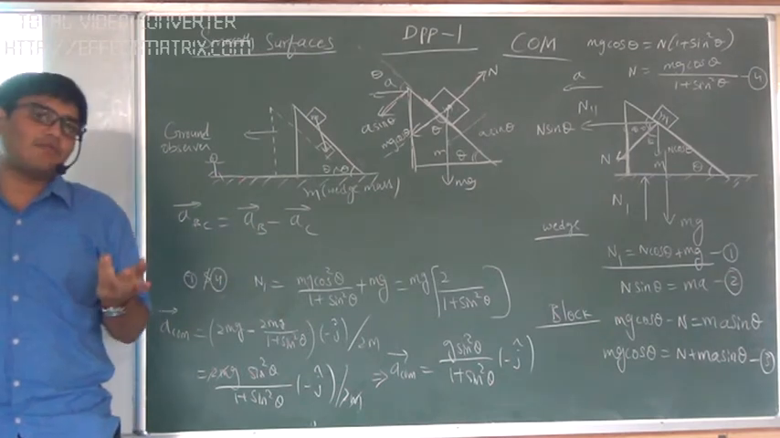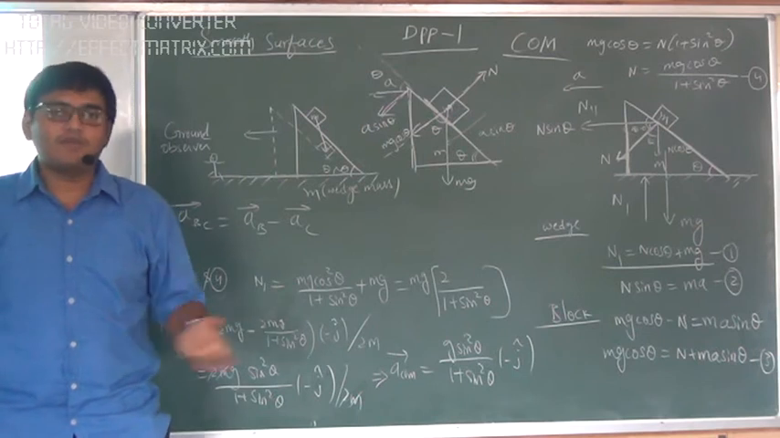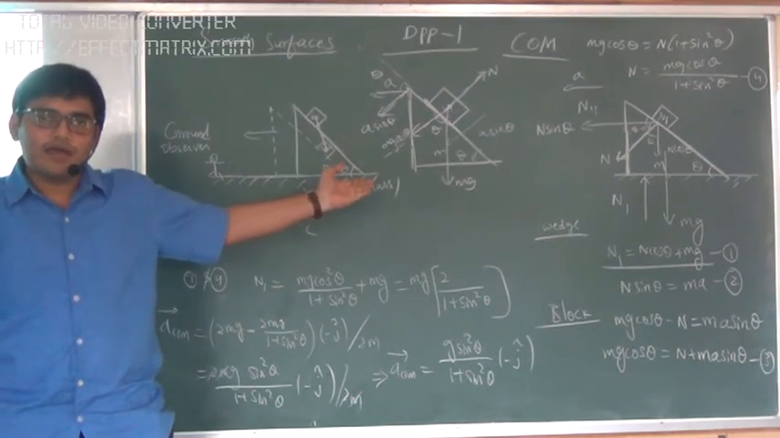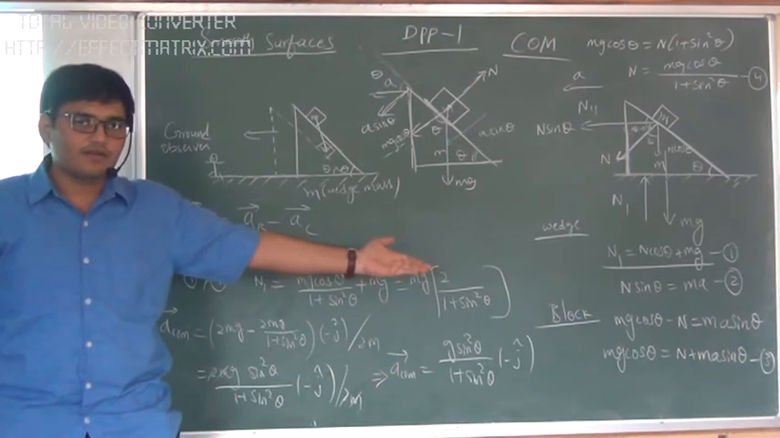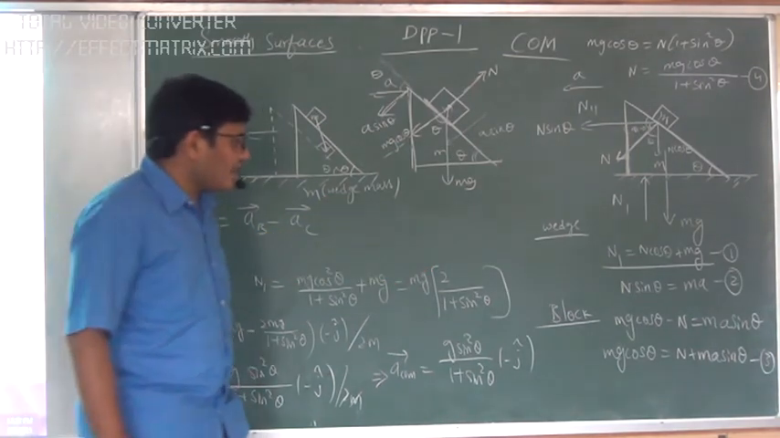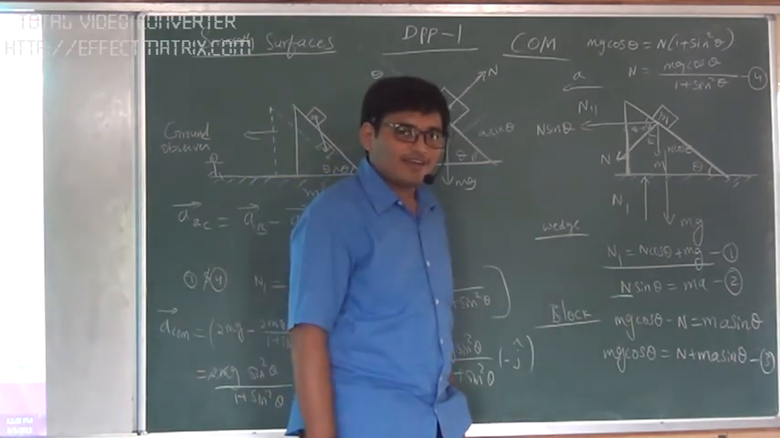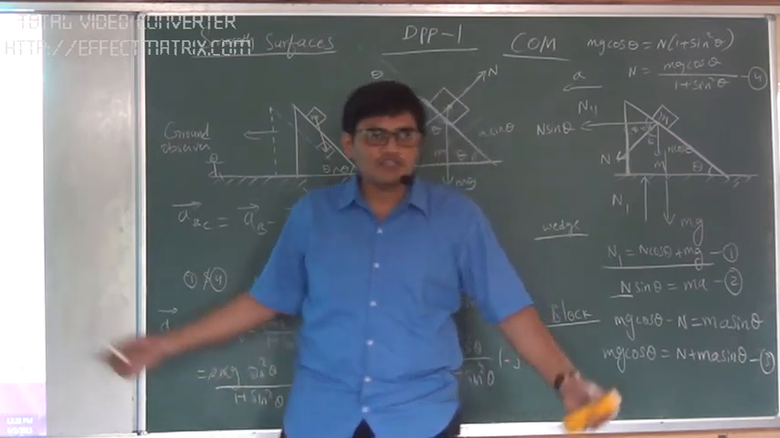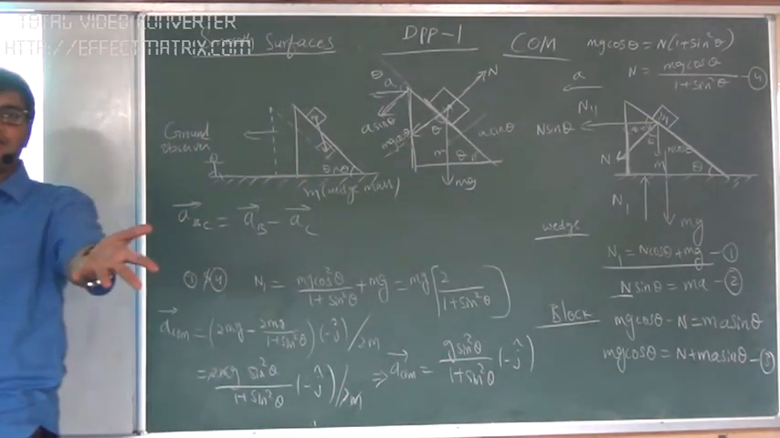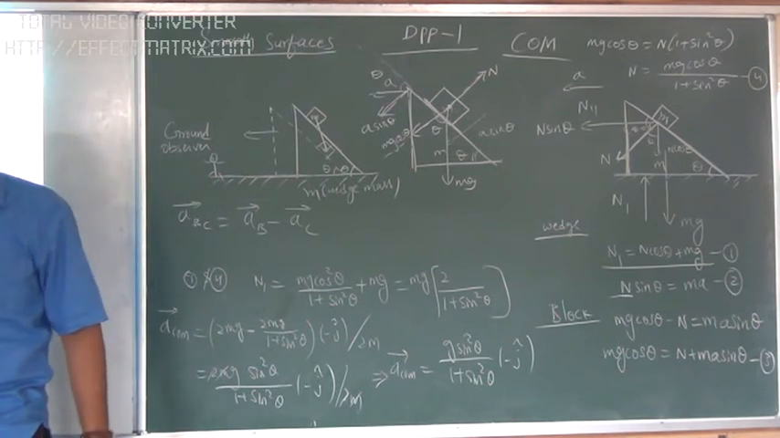Acceleration of center of mass is given by m1 a1 bar plus m2 a2 bar upon m1 plus m2. a1 bar, take that of the wedge, how much is it? a minus i cap. a is there, you can find a from there. We got N now, can't we get a? Yes, we can. a minus i cap is a1. What is a2? Acceleration of the block. Can't we get it from that relation? Yes, we can get not only vertical, horizontal component also we can find.